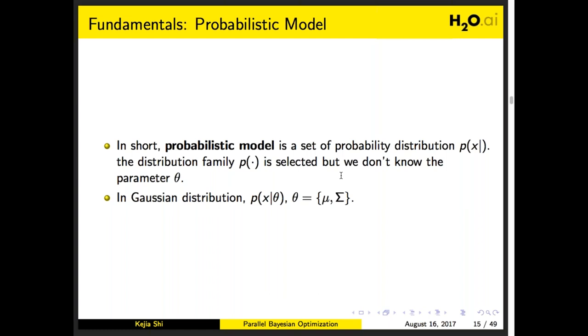You will also be hearing a lot about probabilistic models. What is a probabilistic model? A probabilistic model is just a set of probability distributions where you don't really know the parameters theta, and you just know it belongs to a certain distribution family. In the previous slides we introduced the Gaussian distribution, and in that distribution our parameters are mu and sigma, which are the mean value and the covariance.